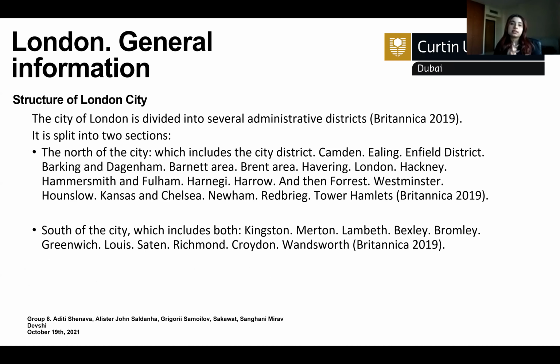Structure of London City. The City of London is divided into various different districts, but it is mainly split into two sections, the northern London and the southern London. North London includes areas like Camden, Ealing, King's Cross, Hampstead, etc. And South London includes areas like Kingston, Merton, Bexley, Greenwich, and Croydon. Next.